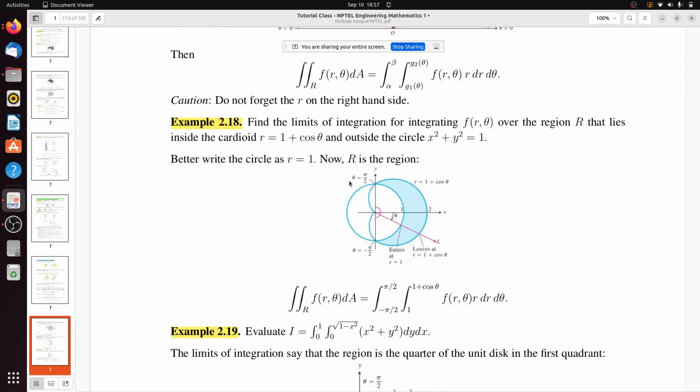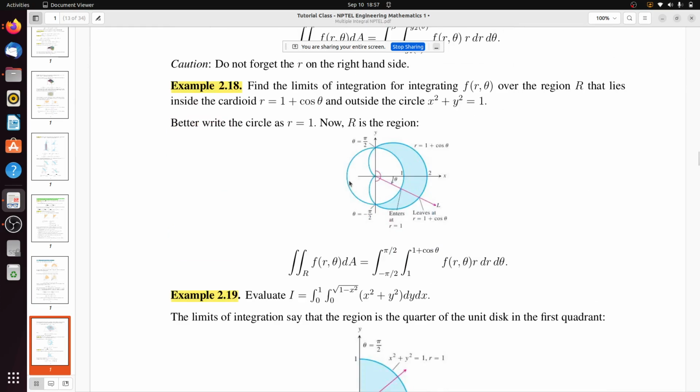So I will simply start solving some problems. Find the limits of integration for integrating f(r, theta) over the region R that lies inside the cardioid r equal to 1 plus cos theta and outside the circle x square plus y square equal to 1. What is this cardioid? This cardioid is actually a heart shaped curve.